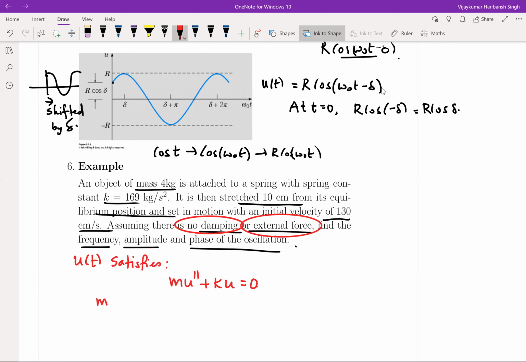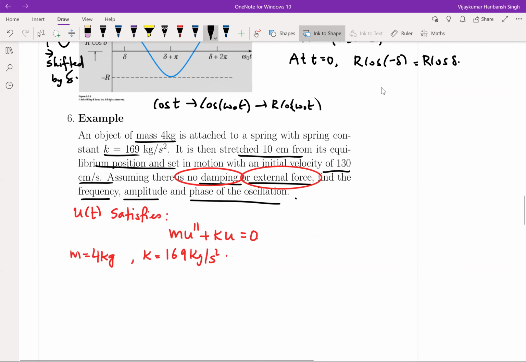So m is 4, and k is, now you have to see if the units match, right? It's not that one is in kilograms and the other is in something else. Both are kilograms, so that's fine. So k is going to be 169. Let's write it properly. M is 4 kilograms. K is 169 kilograms per second squared. So what do I get out of this? My damping is 0 and external force is also 0. So no external force, damping gamma is 0.